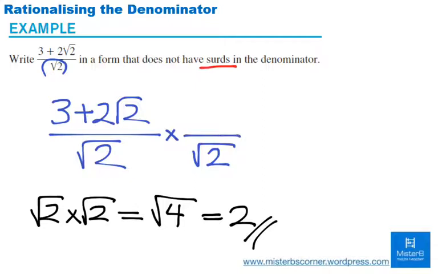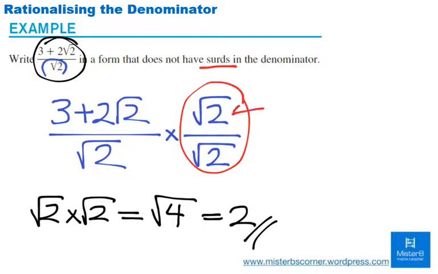But what happens is, if you just multiply the denominator, you will change this expression. And this is something we don't want. So we have to multiply the top part with the same surd. And basically, if you look at this expression, this is a number divided by itself. So basically, this makes 1. So we are actually multiplying this expression by 1.